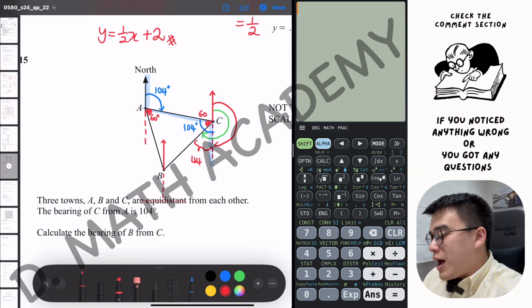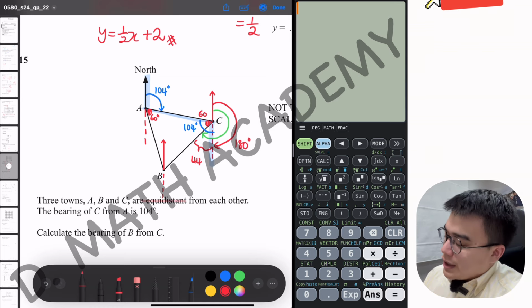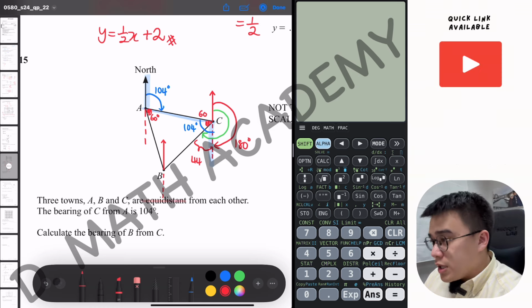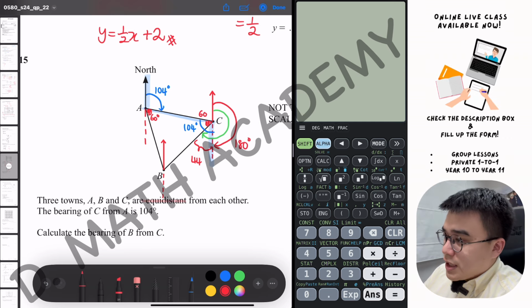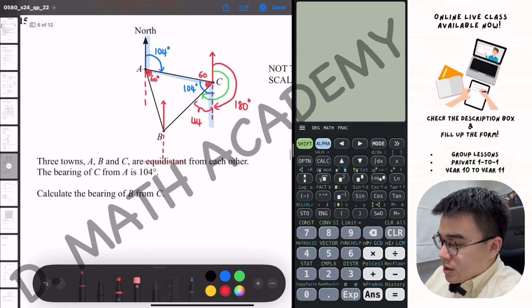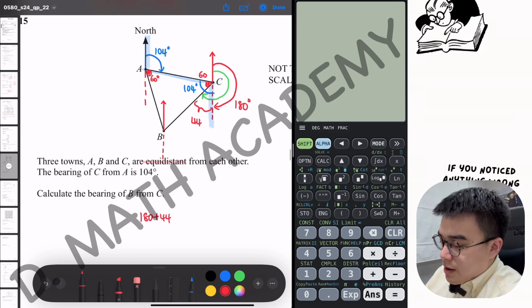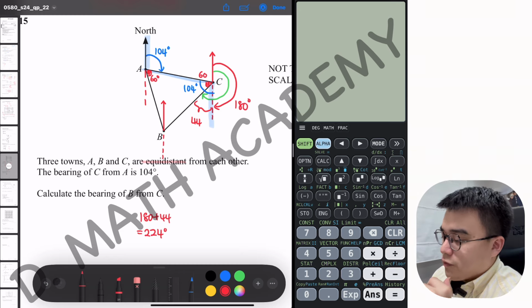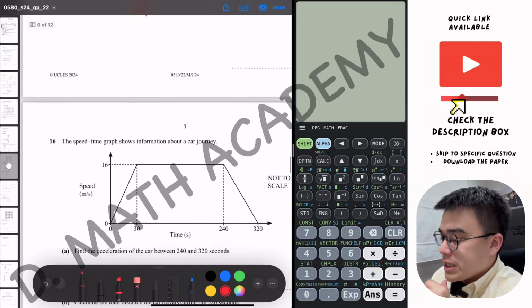So one full line or one straight line is actually 180 degree. Adding it up, you will get a total of 224. So 224 is my final answer here for this particular bearing, for bearing of B from C.